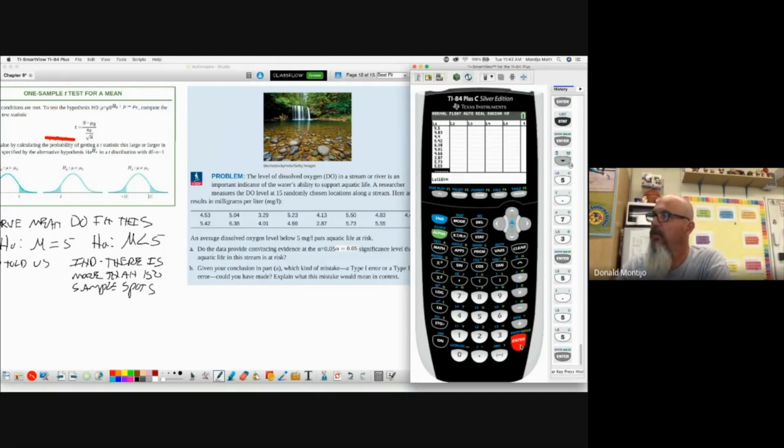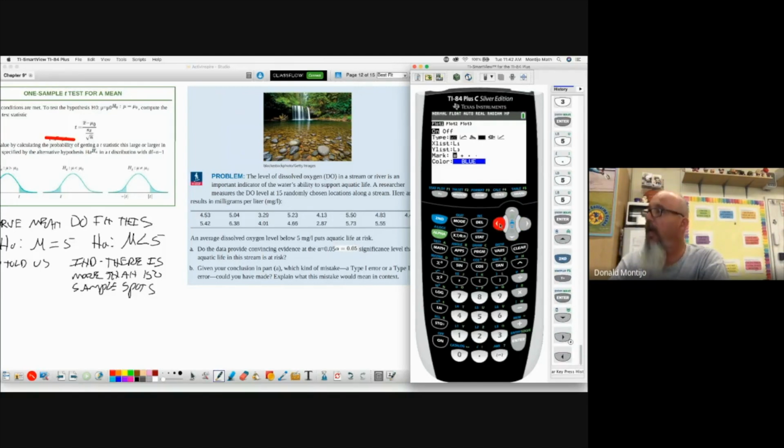Enter. So you can see that I have the right amount of data because 5.5 is highlighted and it's telling me that that is the 15th data point. And they told me here, there's 15 randomly chosen locations. So I know I have the right amount. Now remember, to make a graph, we're going to go to stat plot. Second, y equals. Stat plot 1 is turned on. I want to make a box plot.